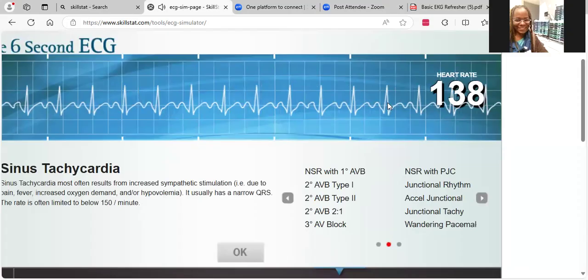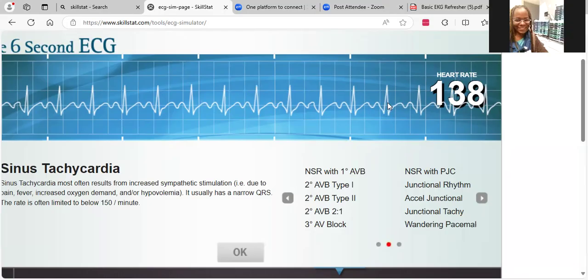We also have sinus rhythms with first degree heart block, second degree heart block type 1, second degree heart block type 2, second degree heart block 2 to 1, and third degree heart block. These heart blocks are also called AV blocks, which is why you see the 2-degree AVB type 1, 2-degree AVB type 2, 2-degree AVB 2 to 1, and third degree AV block.